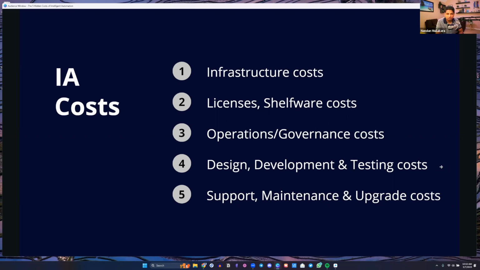These are the 5 key components we're talking about. We're talking about the costs for the upfront cost, the ongoing cost, as well as the hidden cost.